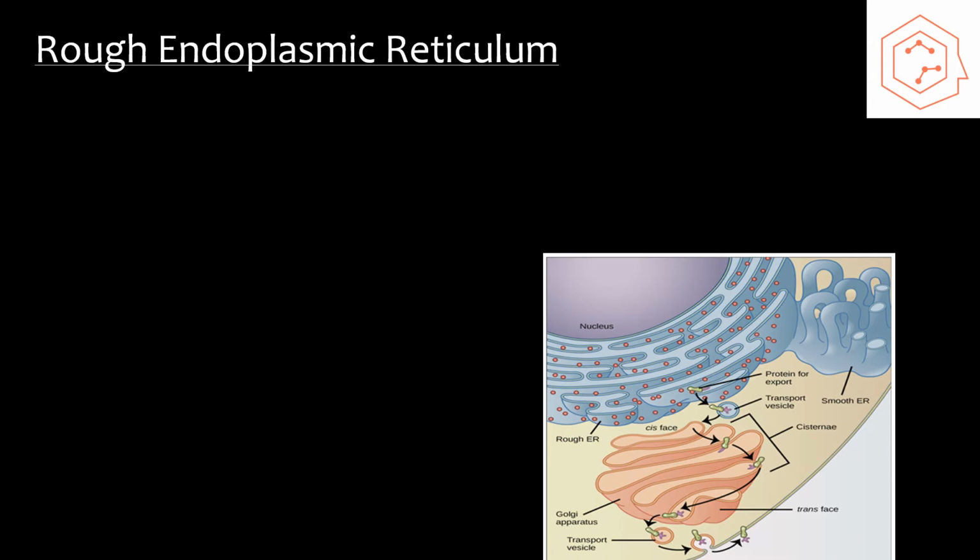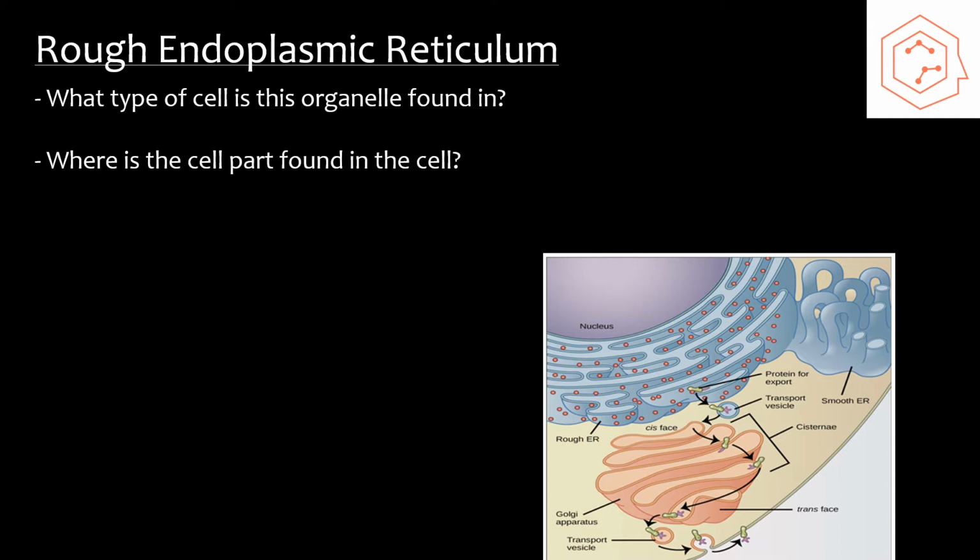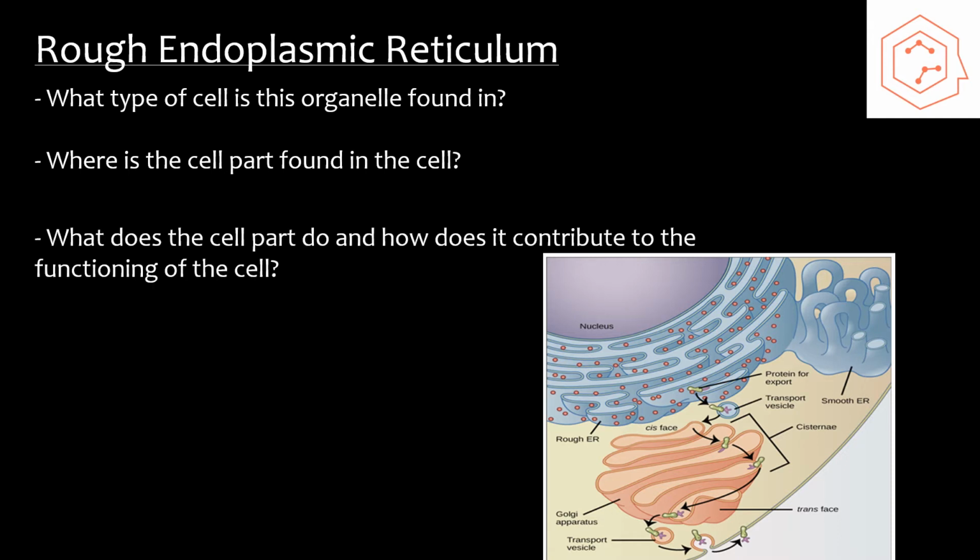The rough endoplasmic reticulum is found in all kinds of eukaryotic cells. Specifically, it's found in the cytoplasm as a membranous structure. The purpose of the rough endoplasmic reticulum is that it synthesizes proteins and glycoproteins. Glycoproteins are basically proteins that are modified with covalently linked carbohydrates. So you think of a protein like this, and then let's just say you have these carbohydrates that link from it.